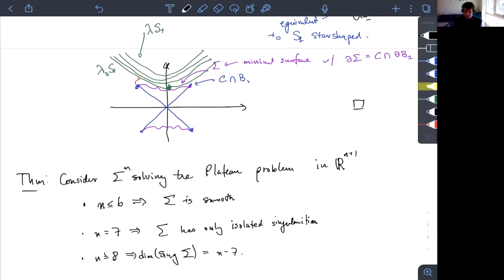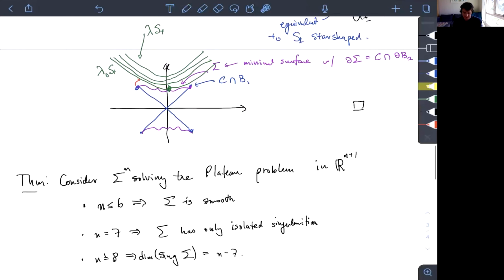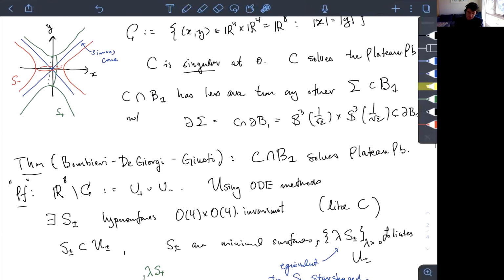Okay, so if we consider a solution to the plateau problem in the hypersurface case, when n is less than or equal to 6, so this corresponds to R7 and lower, then the solution will always be everywhere regular. And when n equals 7, we've already seen, because above we've said that this cone, which is singular at a point in R8, so that's n equals 7, this cone has a singularity and it solves the Plateau problem.